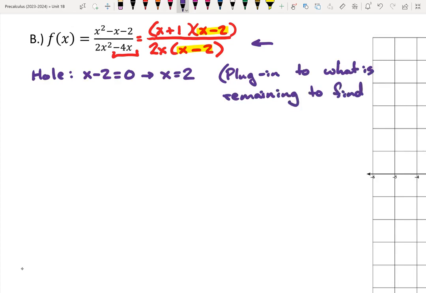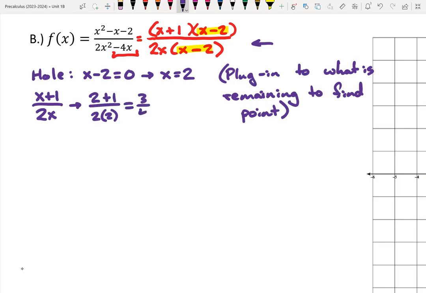To find the point. Okay, so what is remaining? Think about if I was to actually cancel out the x minus 2. I would have x plus 1 over 2x left over. That is what I'm going to plug it into. So I'm going to take my x plus 1 over 2x, what is remaining, and I'm going to plug in 2. So that's 2 plus 1 over 2 times 2, which gives me 3/4 or 0.75.